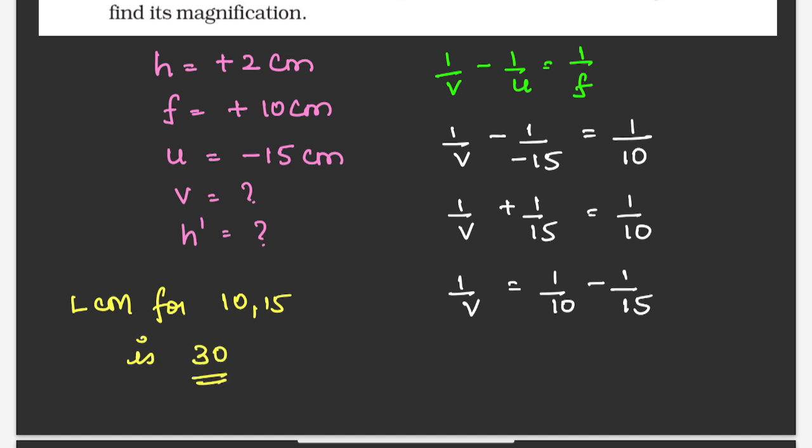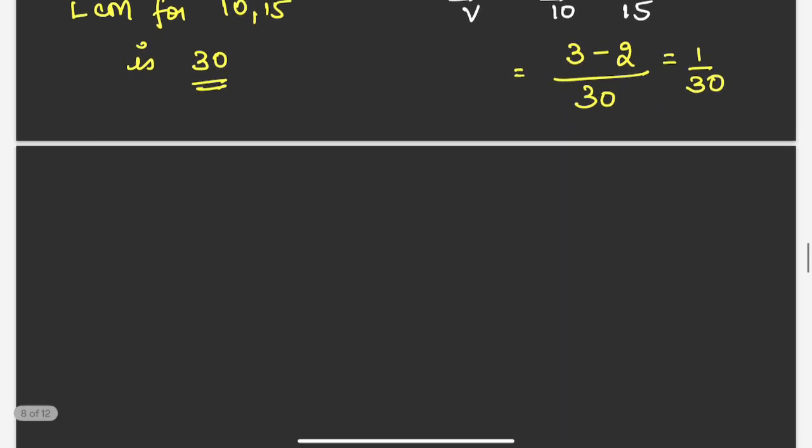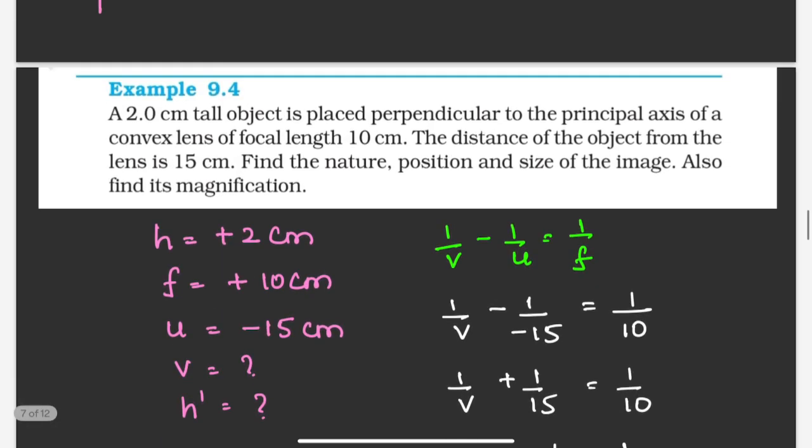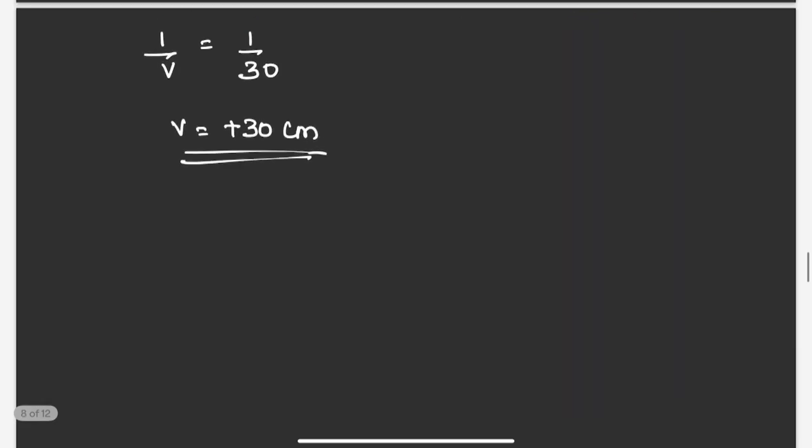So in the previous sum we calculated LCM is 30. So we will take that as 30. So 10 threes are 30, minus 15 twos are 30. So 3 minus 2 you will be getting 1 by 30. So you will be getting here 1 by v is equal to 1 by 30. Therefore v is equal to plus 30 centimeter is the answer. So next what we have to find? We have to find h dash.